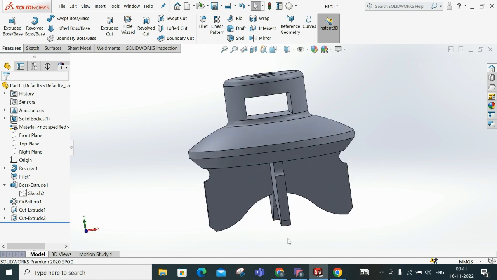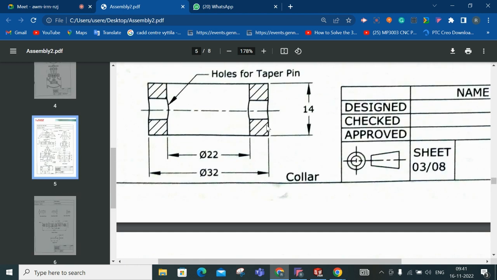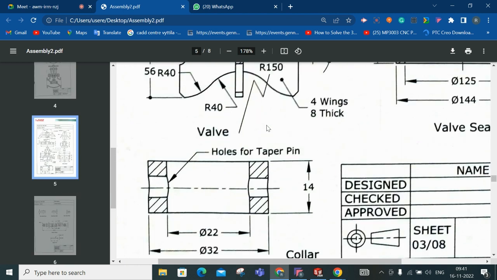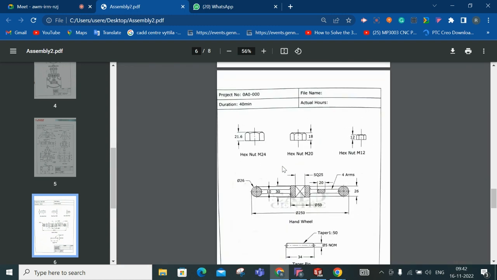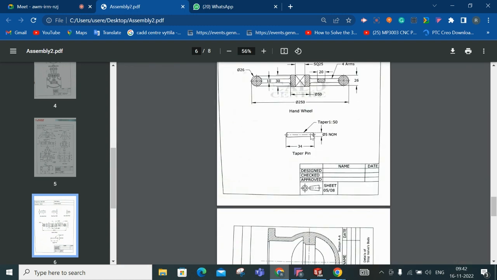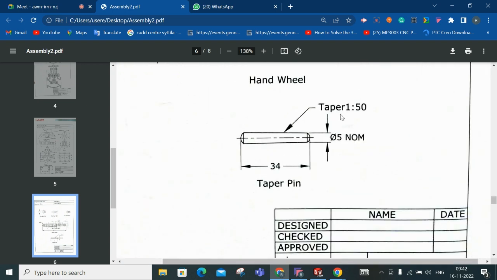And also one more thing, let me show you this shaft. This looks very easy, but some adjustment has to be given. You see, this is a hole for a taper pin. That means this taper pin has to fit exactly in that hole. The taper pin dimension is given as 1 is to 50.